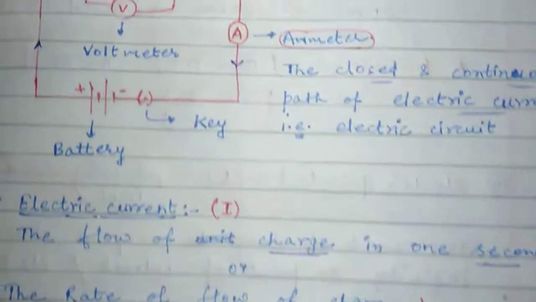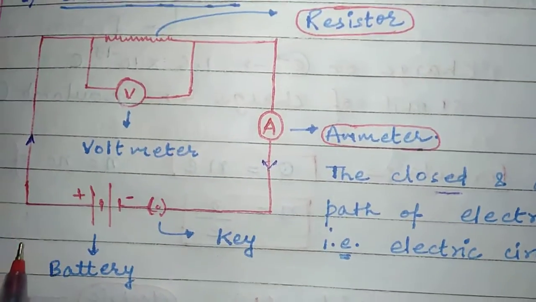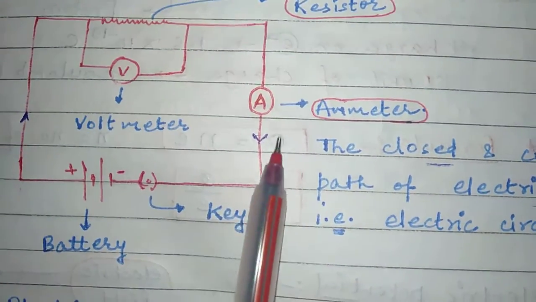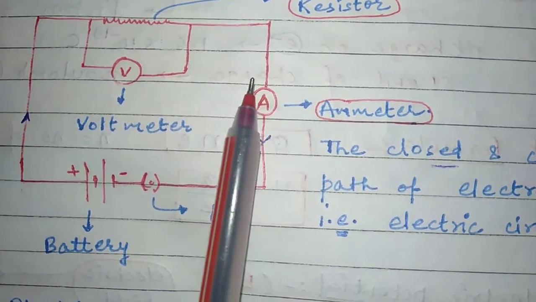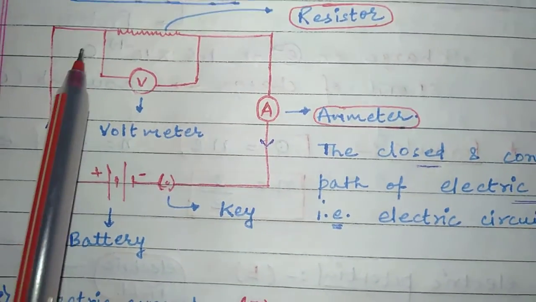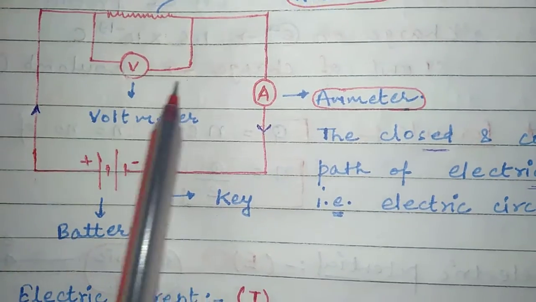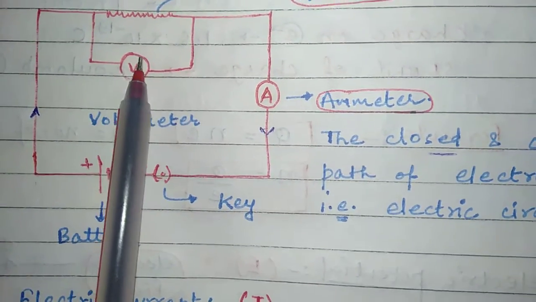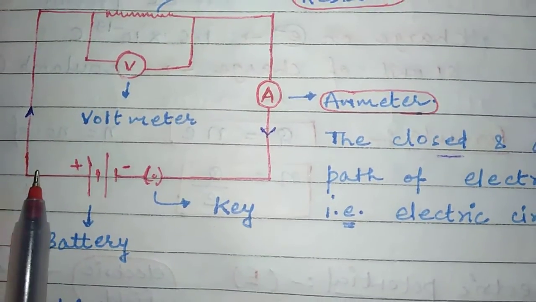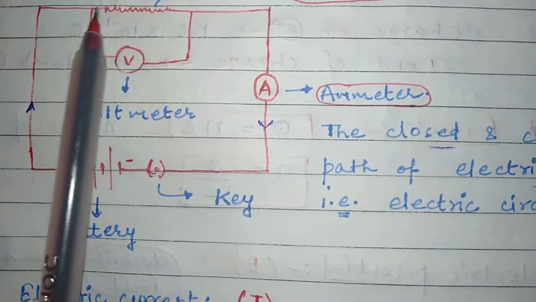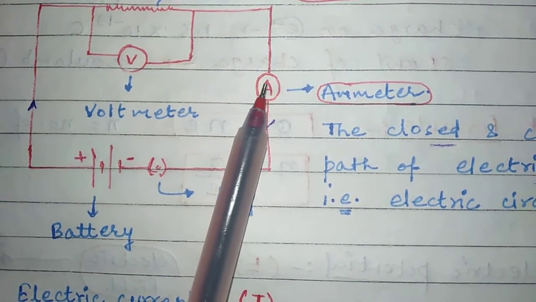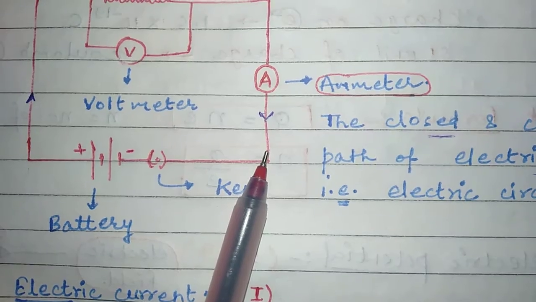Here you can see, students, this is the wire, and in the series system we are connecting the ammeter, and the voltmeter is connected in parallel. This is the line and this is the parallel line, so that's why it is known as the parallel system. Series system means the wires are connected one by one directly to the ammeter.